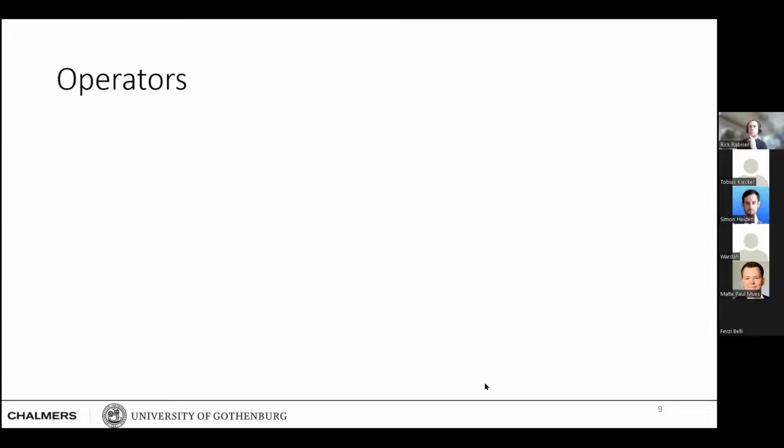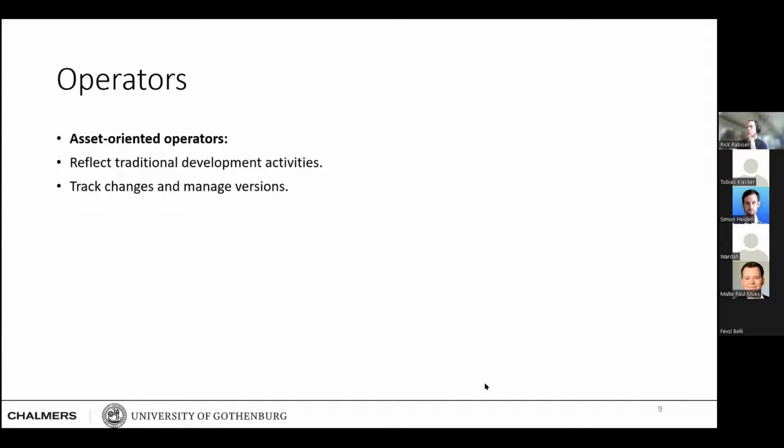Now, for the operators, we have asset-oriented operators that reflect the traditional development activities, and they track the changes and manage the versions of the various assets in the asset tree. Let's assume that you have an asset tree. The operators responsible for manipulating this asset tree are add asset, remove asset, change asset, or move asset, the basic operations that developers perform in their day-to-day routine.